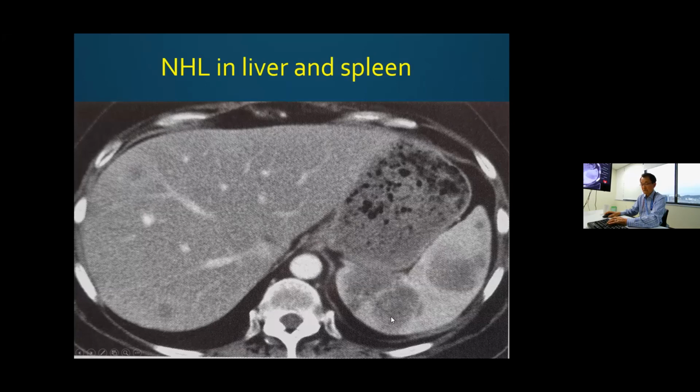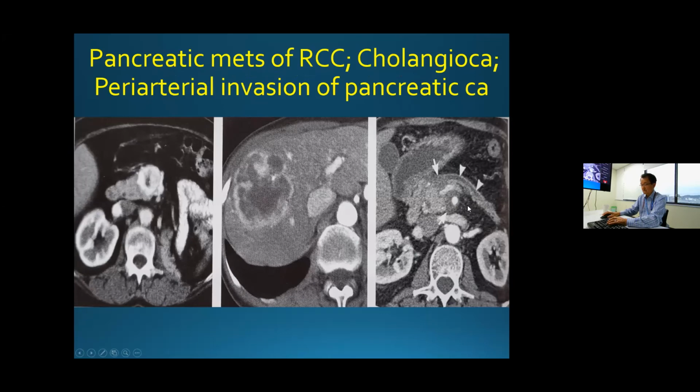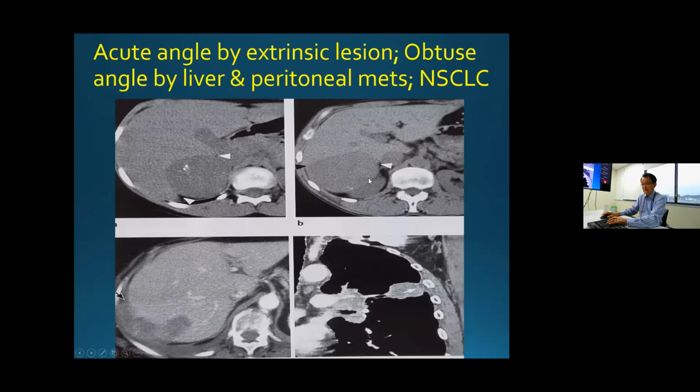Lymphoma can involve the spleen, either with diffuse enlargement or focal nodules. It is rare to involve the liver without involvement of the spleen, so they are simultaneous. Metastasis is the most common in the liver. Thyroid and carcinoid metastases are all highly vascular, and a ring shape is classical. Pancreatic, stomach and colon cancers all show dilatation, which is characteristic of pancreatic cancer. Gastric cancer is metastatic, and peritoneal seeding makes hepatic nodular lesions.